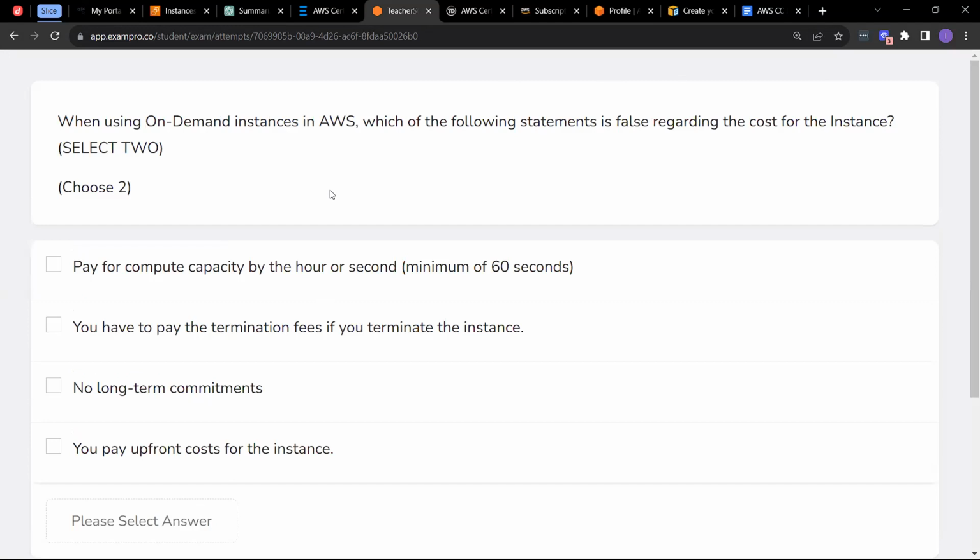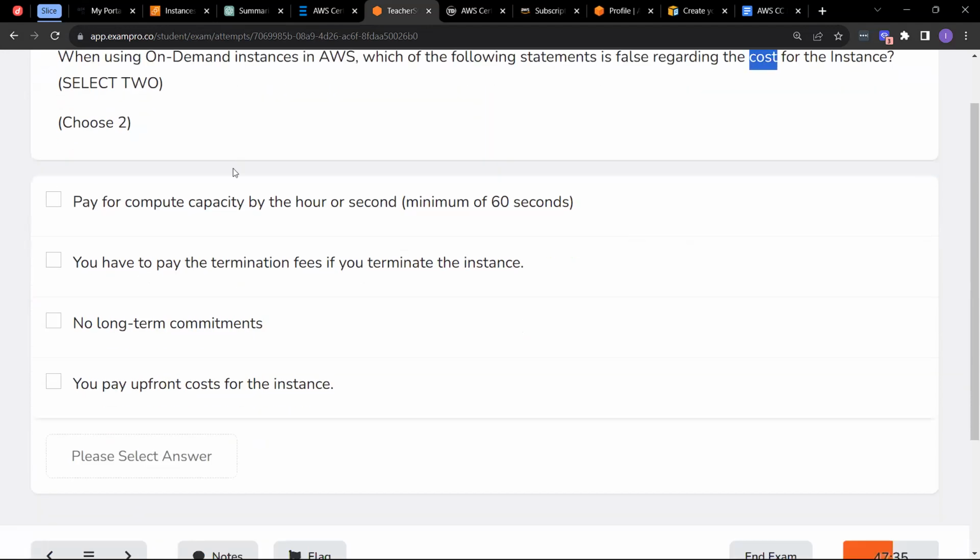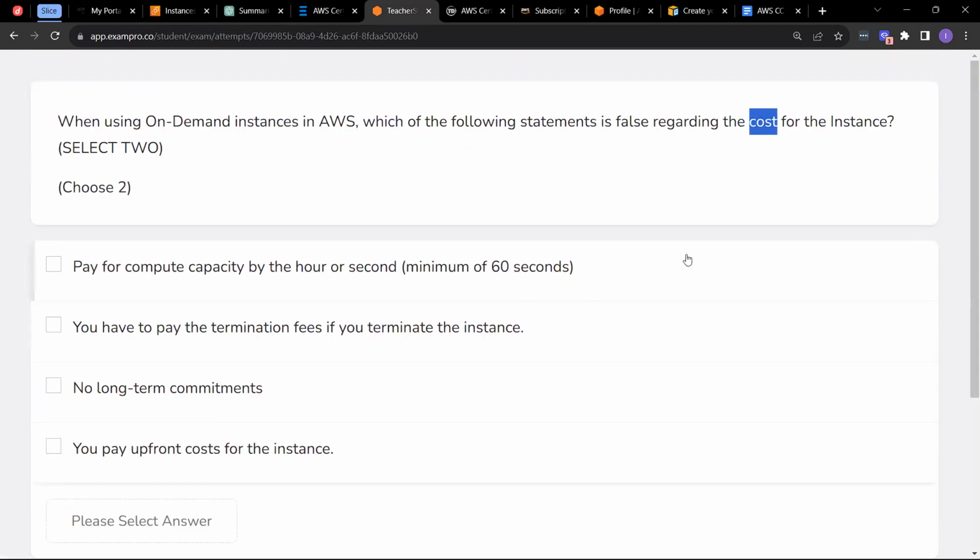When using on-demand instances in AWS, which of the following statements is false? False regarding the cost for the instance. So the keyword is what? False. It's false regarding cost. So we are looking at what is false regarding cost, for instance. One, pay for compute capacity by the hour. Two, you have to pay the termination fees if you terminate the instance. Three, no long-term commitment. Four, you pay an upfront cost for the instance.